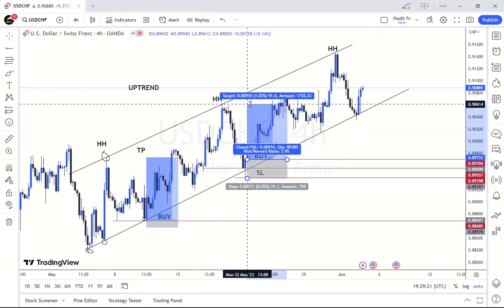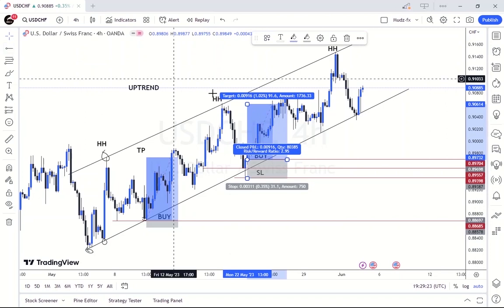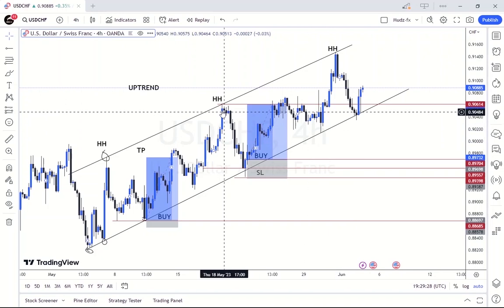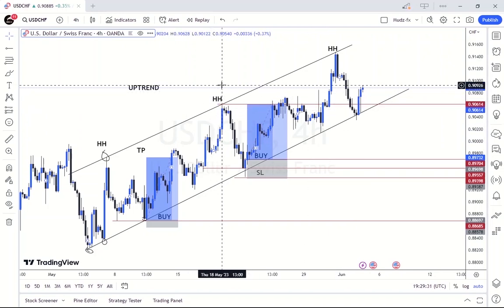So as we're buying the market, we found a higher high. So this is our higher high.